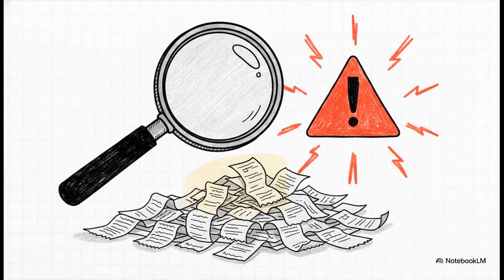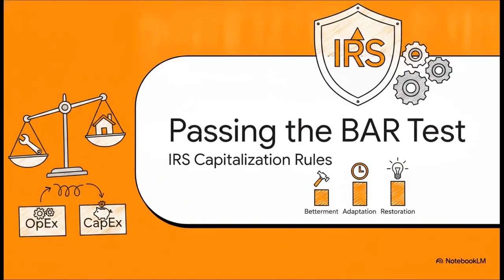Naturally, as landlords, we kind of want to classify everything as a routine repair just to get that sweet, immediate tax deduction, right? But be warned, misclassifying a CapEx item as a repair is literally one of the most common IRS audit triggers in rental property reporting. Precise classification isn't just about saving a few bucks today, it is about completely bulletproofing your operations against severe IRS scrutiny tomorrow. Which brings us to Section 5, passing the BAR test.